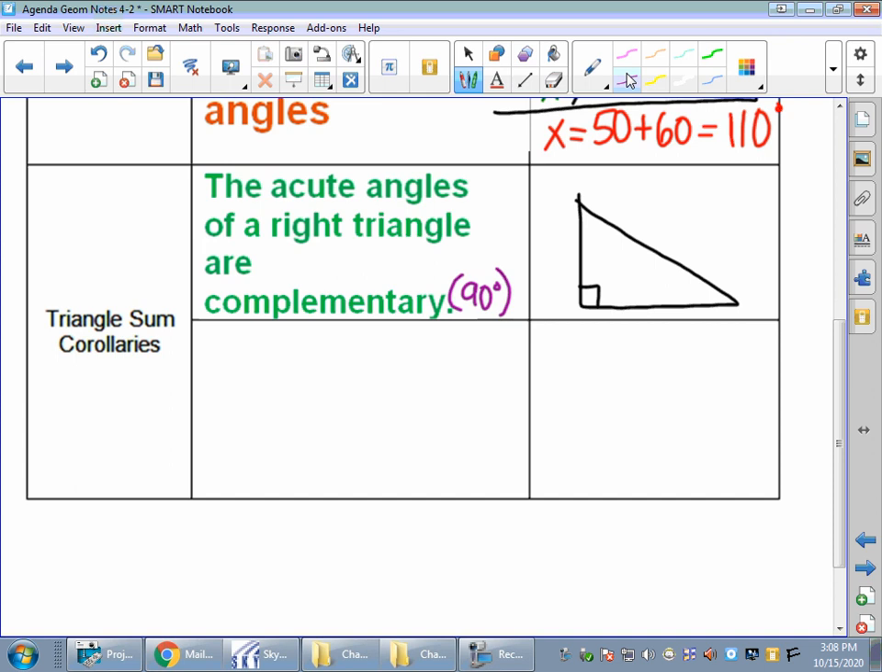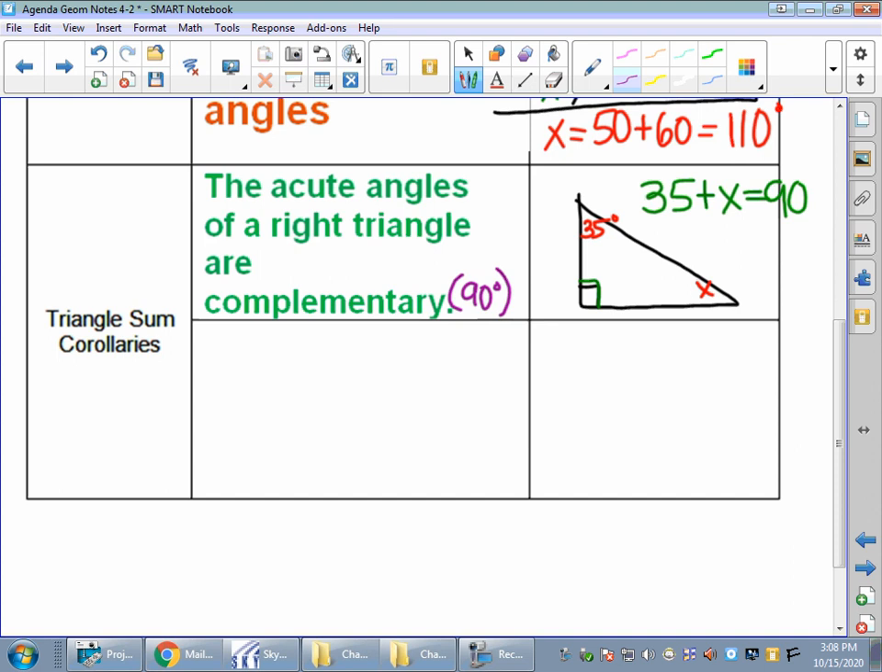Well, let's say that I make this angle 35, and this is x. Probably a bad drawing, but that's all right. So we know that we could do 35 plus 90 plus x equals 180 degrees. That's the triangle sum theorem. This corollary says that if I take this 90-degree angle out, the 35 plus the x have to be equal to the 90 degrees that are left.